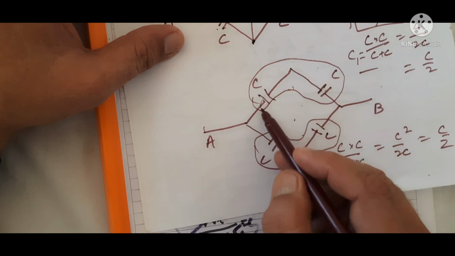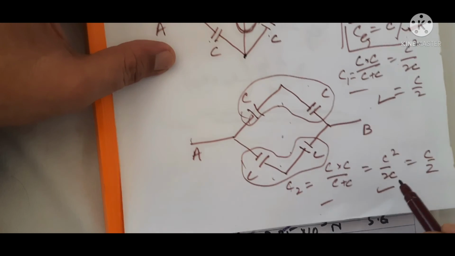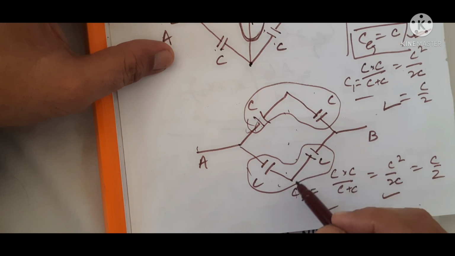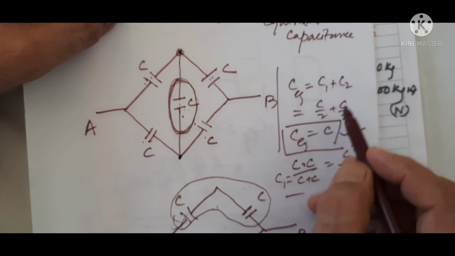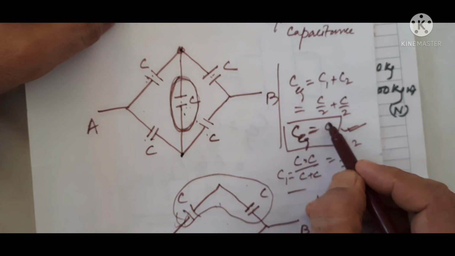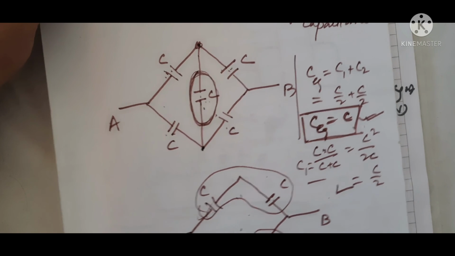तो ये दोनों series में है, उसका value निकाल लिया. ये दोनों series में, उसका value निकाल लिया. दोनों, इसका C1 और C2 जो equivalent आया था, ये दोनों parallel में, तो C equivalent equals C1 plus C2. This is your C equivalent is equal to C. That is your answer. Okay.